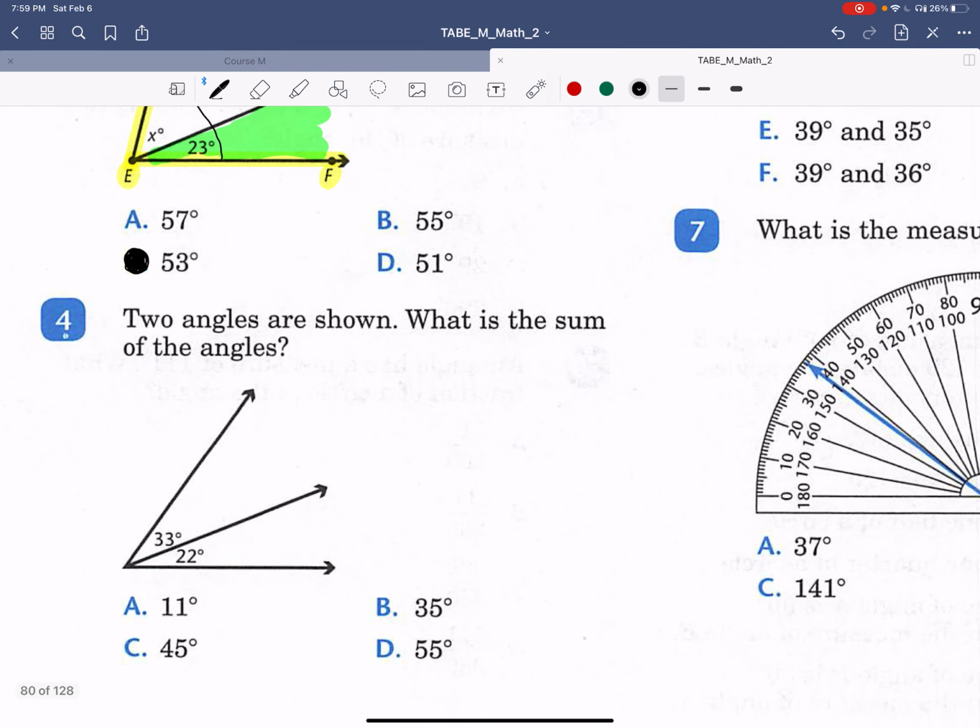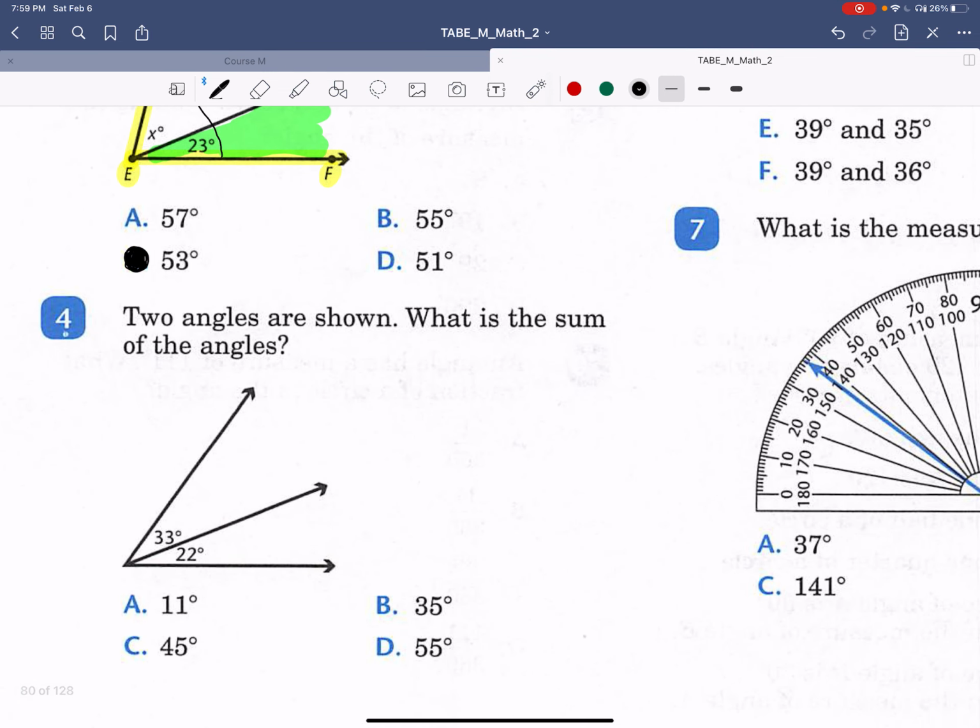Number 4, two angles are shown. What is the sum of the angles? Well, if you know what the word sum means, S-U-M, you know what to do here. This is an addition problem because sum always means add, and that gives me 55. So the sum of the two angles is D.